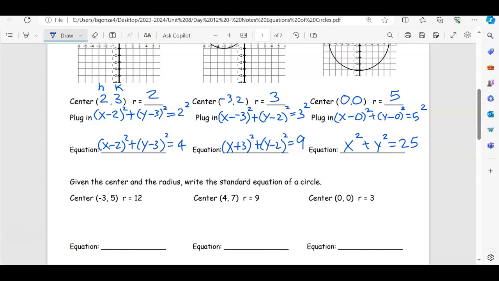All right, so the first one. Now, here's what I'm going to do on these. I'm going to cut to the final equation, all right? So I know it's parentheses x, the opposite of negative 3 is positive 3, parentheses squared, plus y, the opposite of positive 5 is minus 5, squared equals, and then what is r?